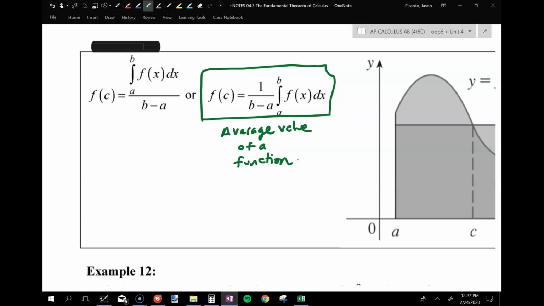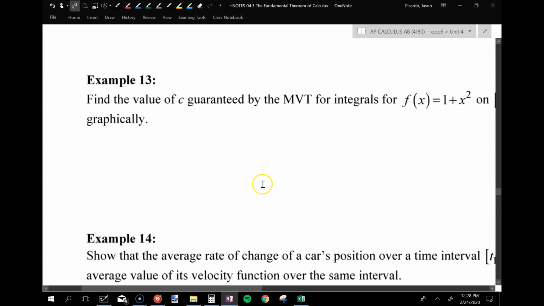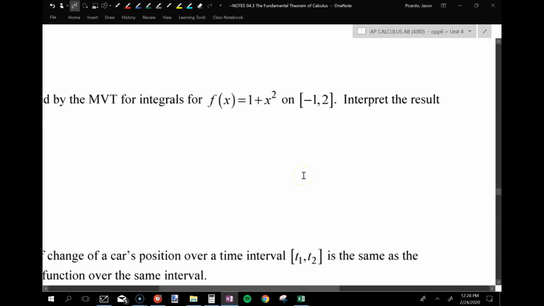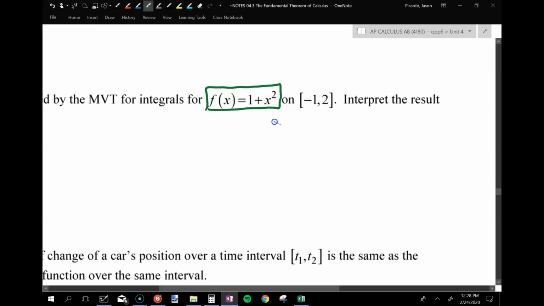Guys, you know what, let's do this. Let's do these two examples backwards. Skip over 12, go to 13. We're going to do these two examples backwards. If I asked you guys to sketch this function, could you do it? What is it? Parabola that's been shifted up 1 unit. No doubt about it.